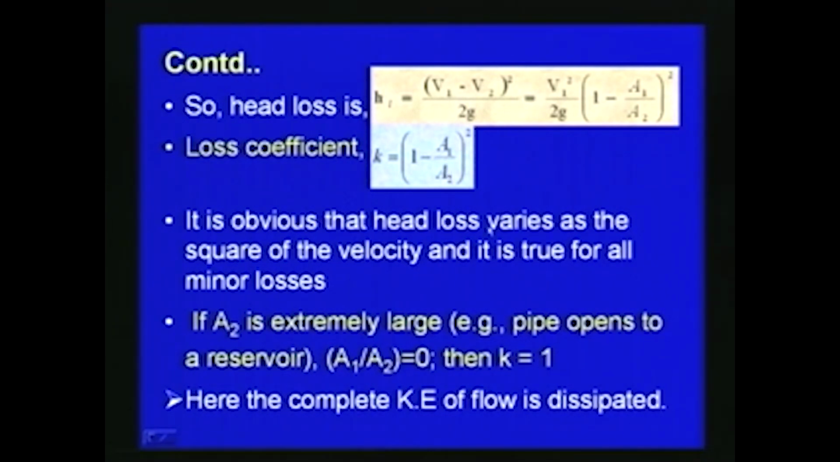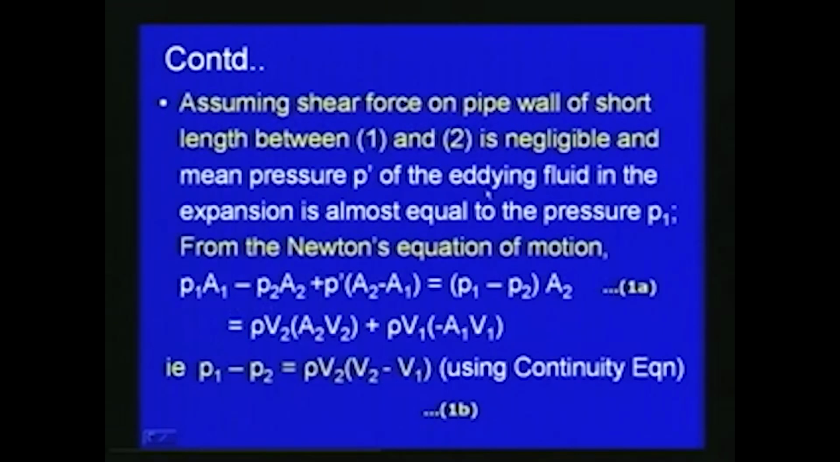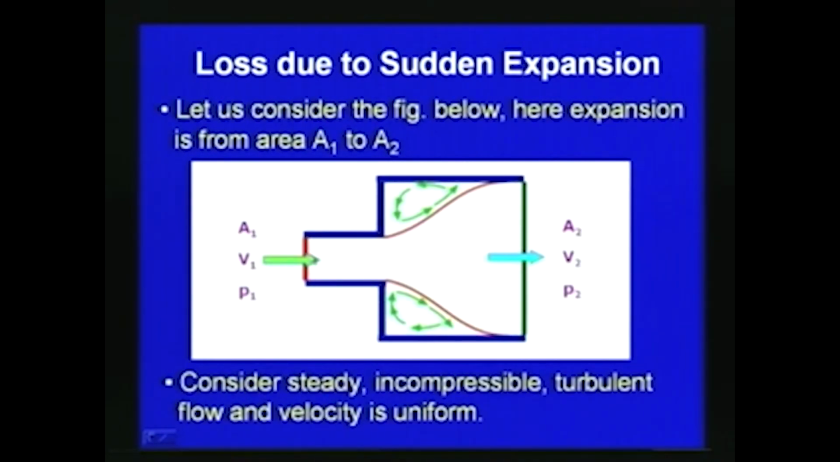Here it is obvious that head loss varies as the square of the velocity, and it is true for all minor losses. If A2 is extremely large, like a pipe opening to a reservoir, then A1 by A2 will be 0, and we obtain k is equal to 1. Like that we can find out for various cases of expansion. So, k is equal to (1 minus A1 by A2) all square, where A1 is the cross section at the smaller section.